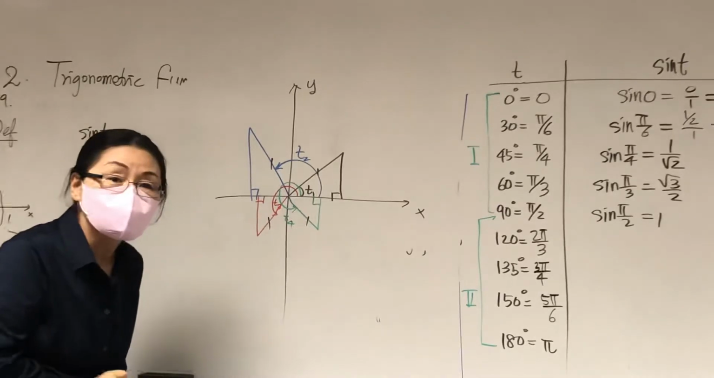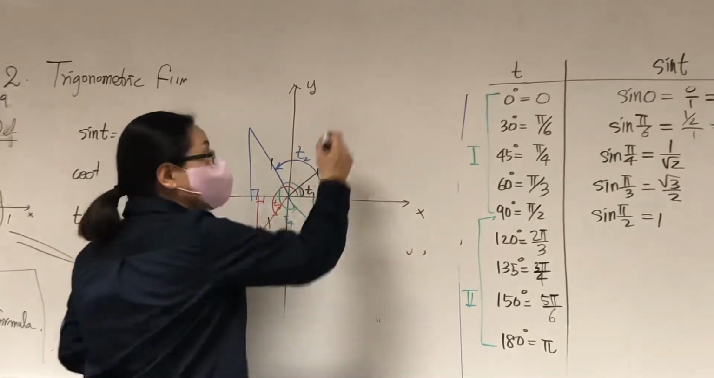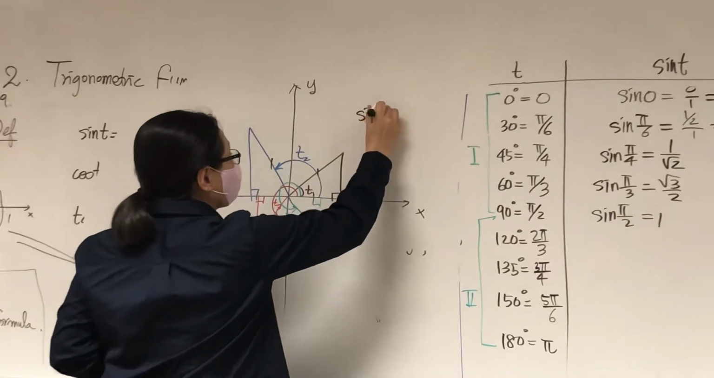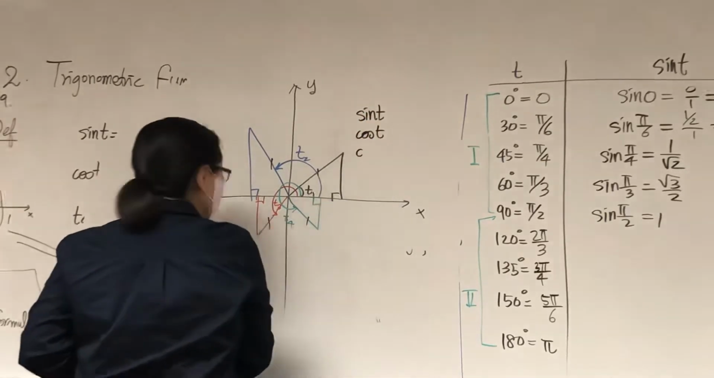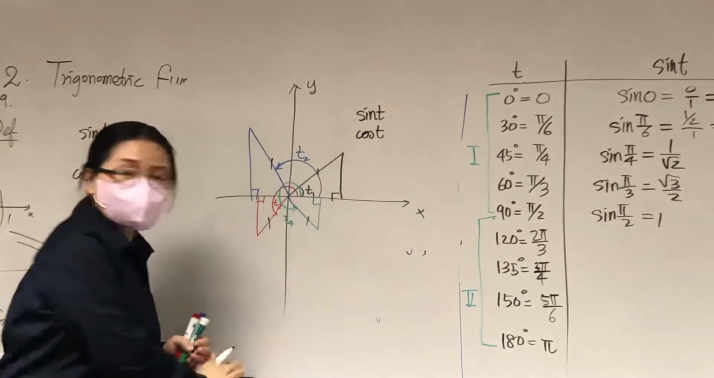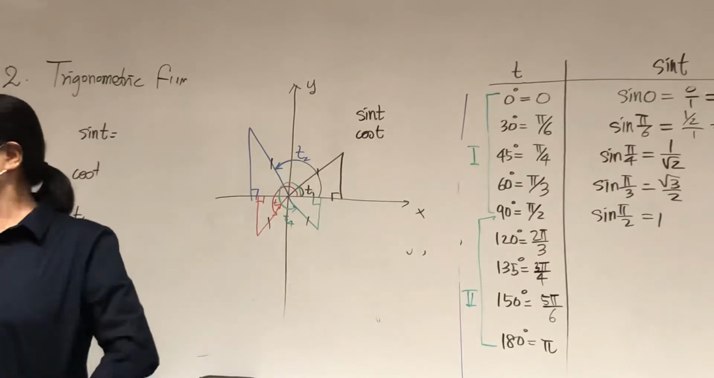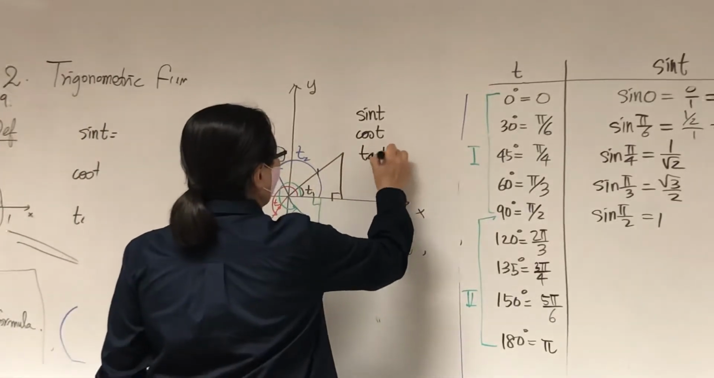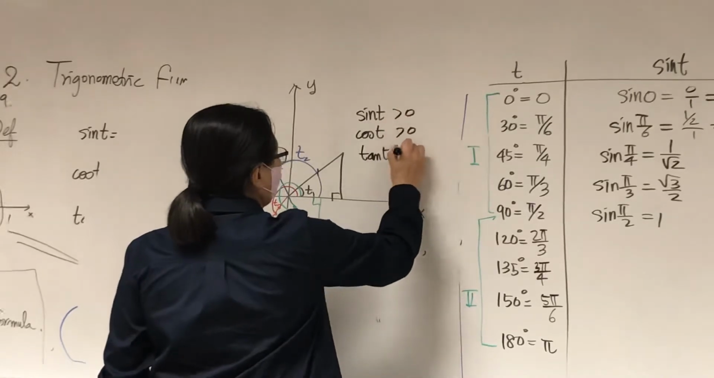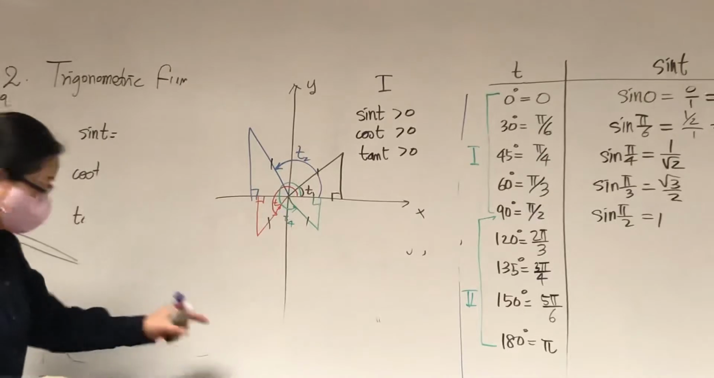Now, here, at the first quadrant, your sine t is what? Positive or negative? Everything, your x is positive, y is positive, hypotenuse is always positive, yes? So all positive at the first quadrant. Very important.